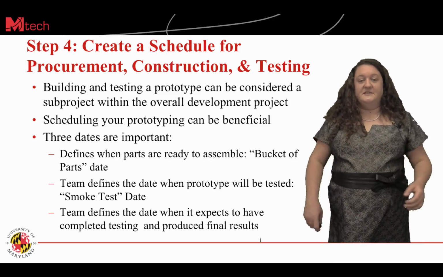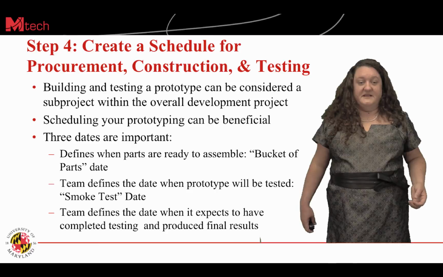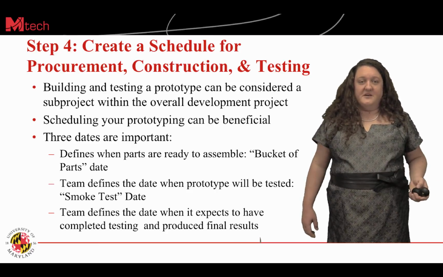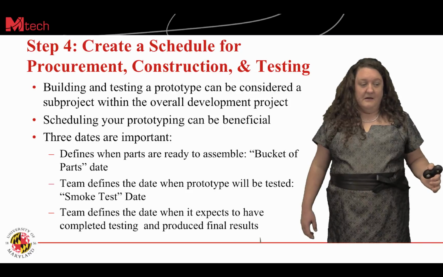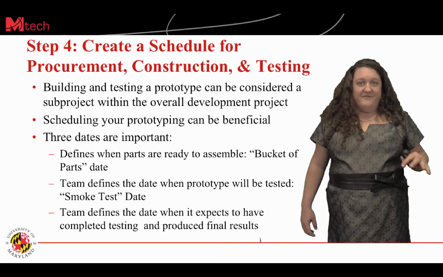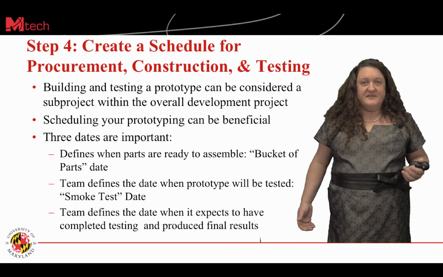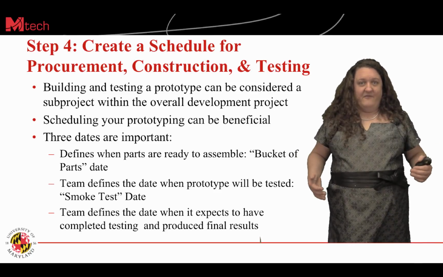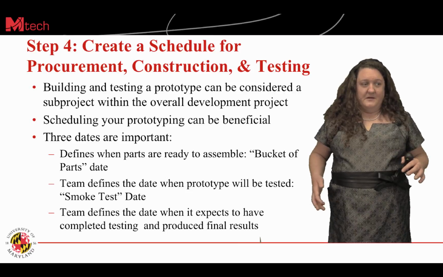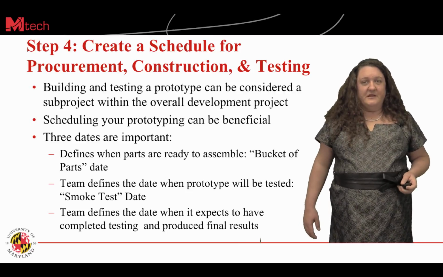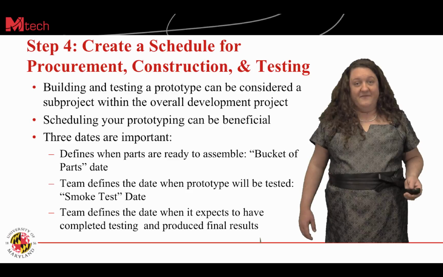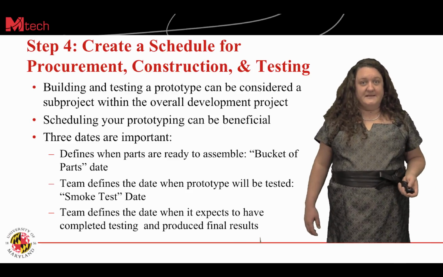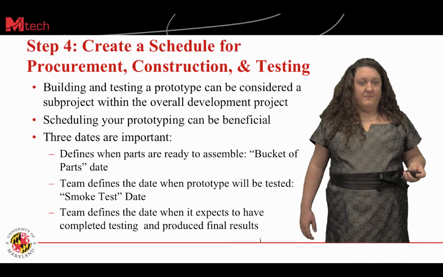Okay. So the team defines a date when the prototype will be tested, the smoke test date. Give yourself a good amount of time before you actually have the test date. So give yourself at least a week where you can have it developed and then have room to go back and take a look at different things, because you really don't want to run out of time, especially if the customer is going to be involved in the prototype testing, okay? Because that can be embarrassing.